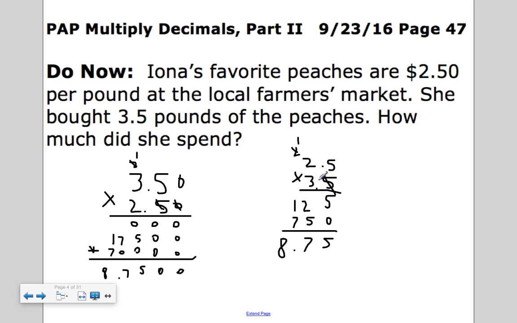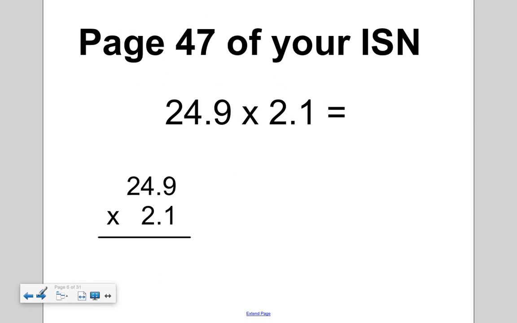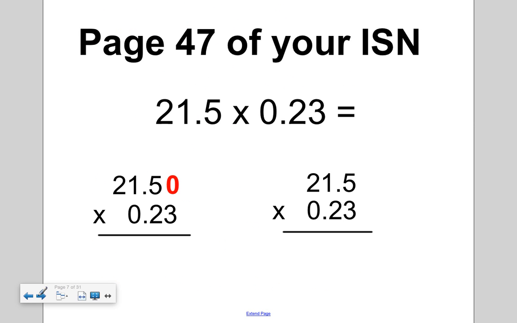you can even say 2 times 3 is 6, which is close to 8. Does not make sense to put the decimal point in any other location. So again, we just practice how to multiply decimals. So if you had to multiply 21 and 5/10 times 23 hundredths, again, 2 trains of thought.